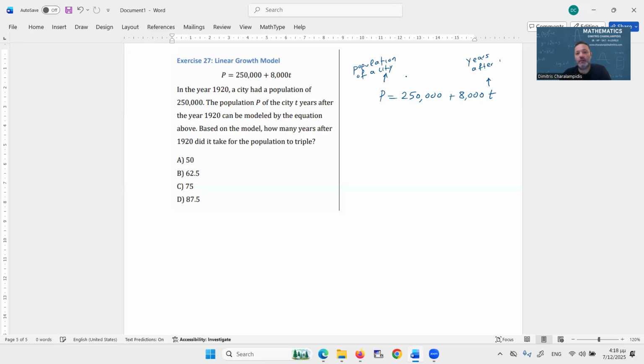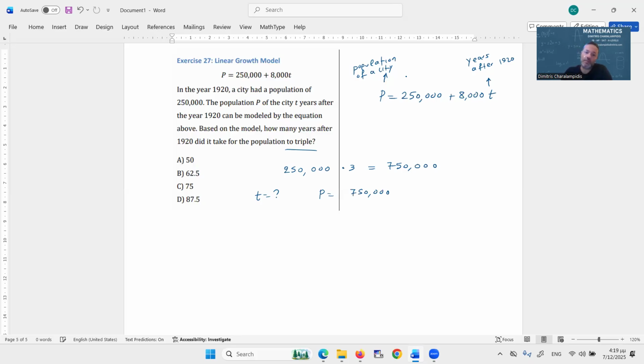after 1920. Based on this model, how many years after 1920 did it take for the population to triple? Well, let's see what that means. Triple means that since we started from 250,000, if we multiply that by 3, obviously we would reach the number of 750,000. So we need to find the value of t, which is the years after 1920, for which P is equal to that number.